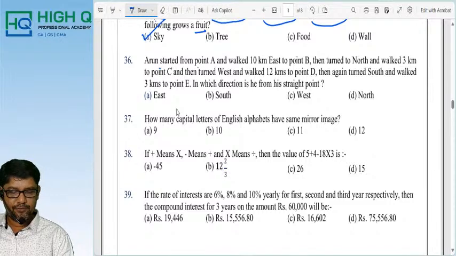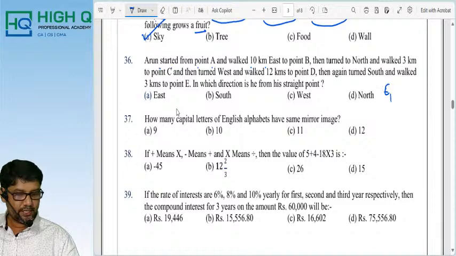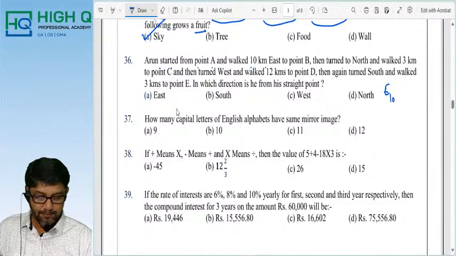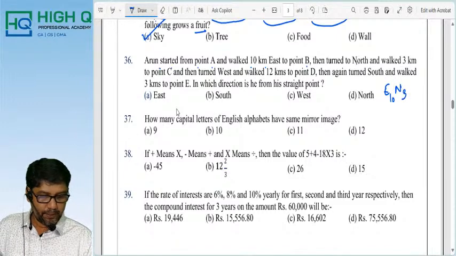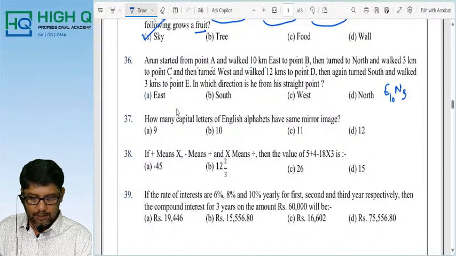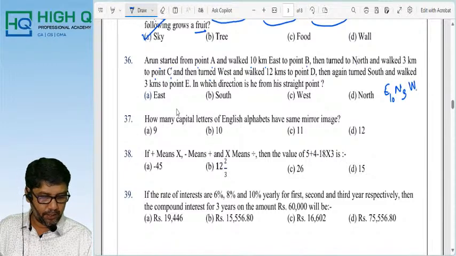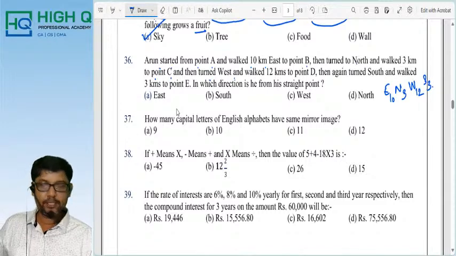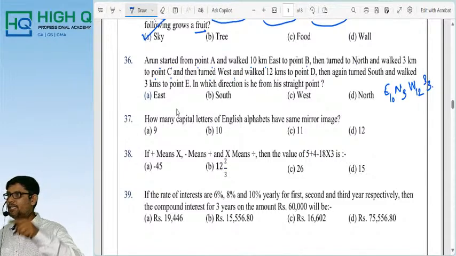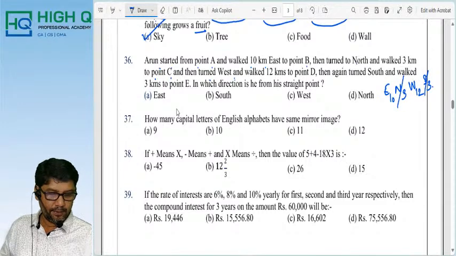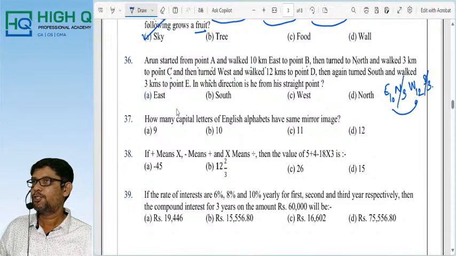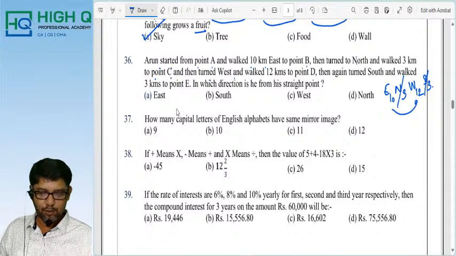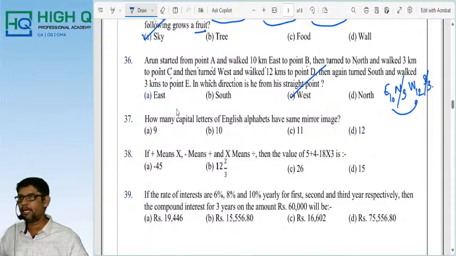Arun started from a point A and walked 10 kilometers east. So east 10 kilometers. Next, north 3 kilometers. Then turned west and walked 12 kilometers. Next, south 3 kilometers. You know our trick: north and south get cancelled. Now among these two, which is greater? So which direction? The answer is west direction, without solving, without drawing it.